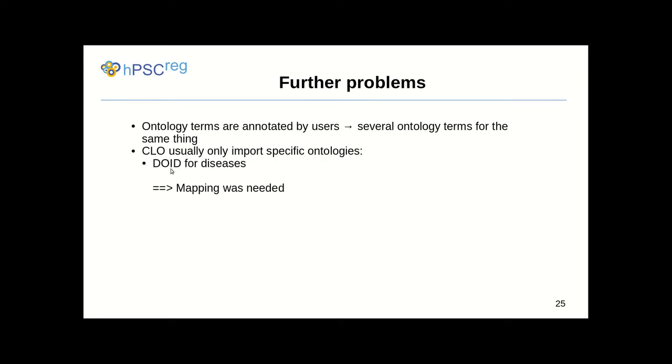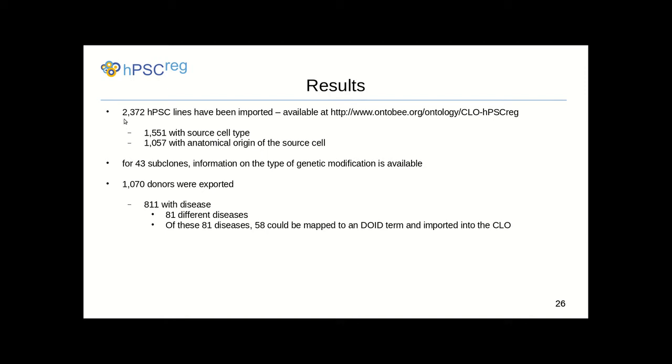So for example, they used the disease ontology for diseases, and therefore a mapping was needed. And we tried to do this semi-automatically, so we had to check everything manually. And in the end, we were quite successful, and we could import 2,372 hPSCreg lines from hPSCreg into the CLO, and the OWL file is all publicly available. 1,500 of these cell lines have information on the source cell type with them, and for around 1,000 we have information on the anatomical origin of the source cell. For 43 subclones, information on the type of genetic modification is available.